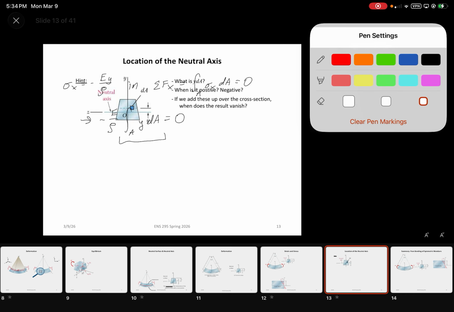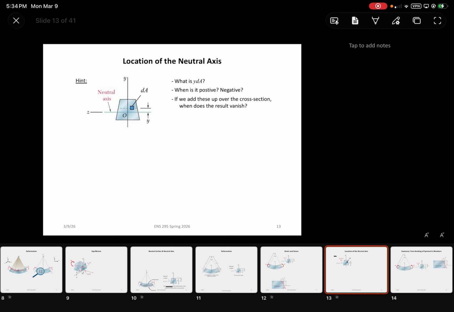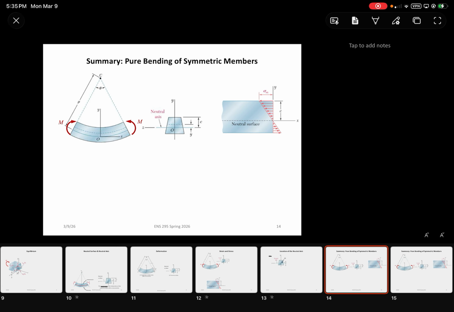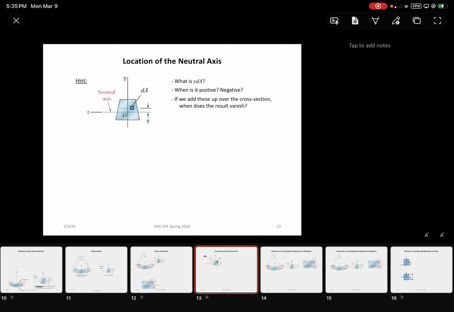Let me erase this really quickly. Right, so what is y dA? Anybody have a guess on what that integral is equal to? Anyone remember it? Is it the centroid? Yeah. Moving forward a bit more, using this integral, we know where the centroid is.